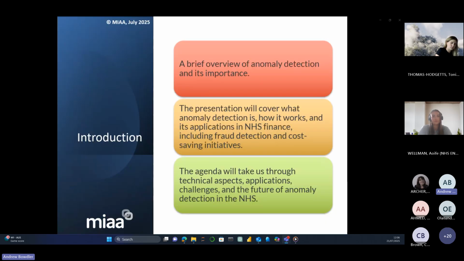We'll start by briefly outlining what we'll cover today. Anomaly detection is all about finding data points or trends that don't quite fit the norm, whether that's unexpected expenses or unusual patterns in claims. We'll go through what anomaly detection is, how it works, and, more importantly, how it can be applied in the NHS to manage costs, detect fraud, and improve overall efficiency. This session will keep things practical and no prior technical knowledge is required, just your financial expertise.